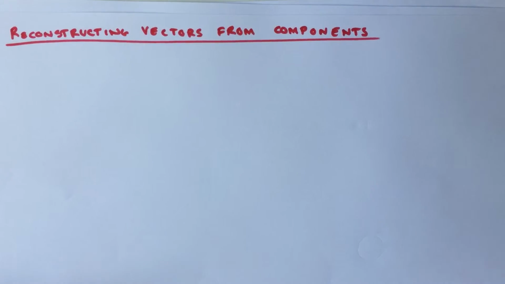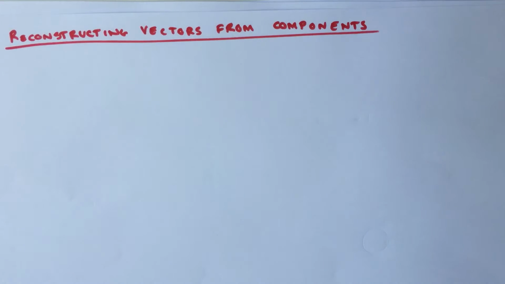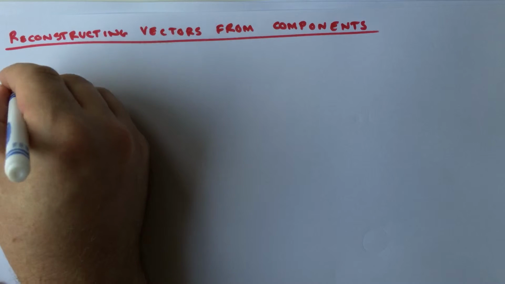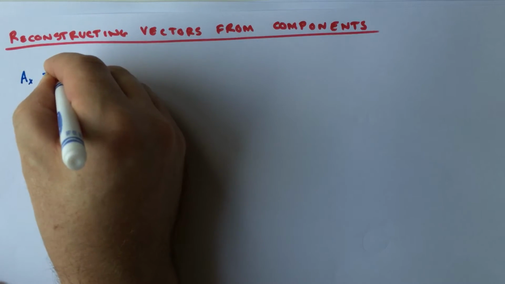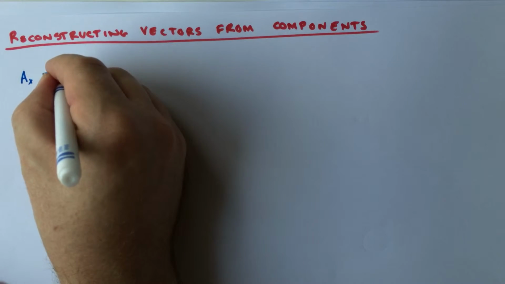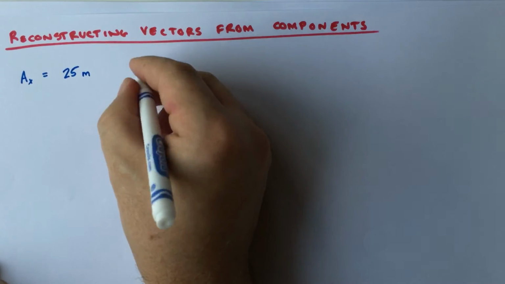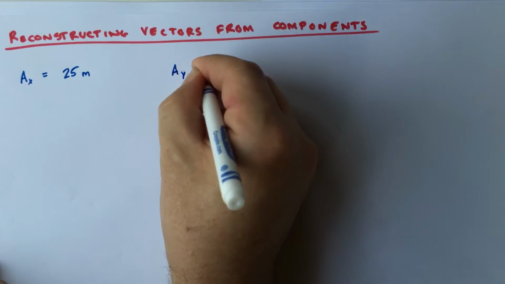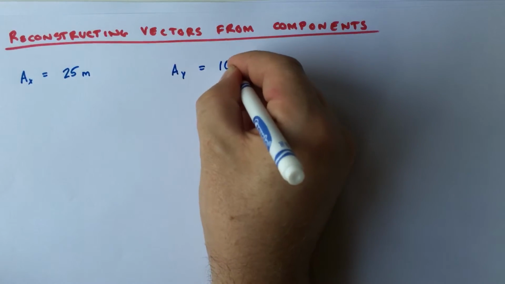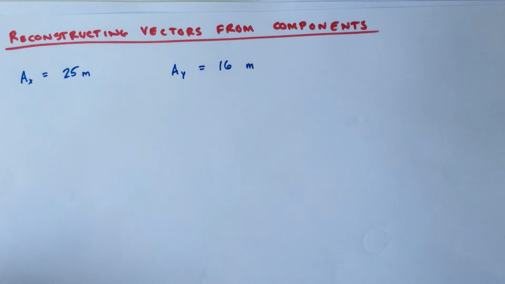Back to reconstructing vectors from components. This is kind of the last idea that we need to get across here, and it goes something like this. If I were to tell you that AX is equal to 25 meters and AY is equal to 16 meters, well, you can kind of picture what our vector might be looking like. Here, let's draw our coordinate axes.